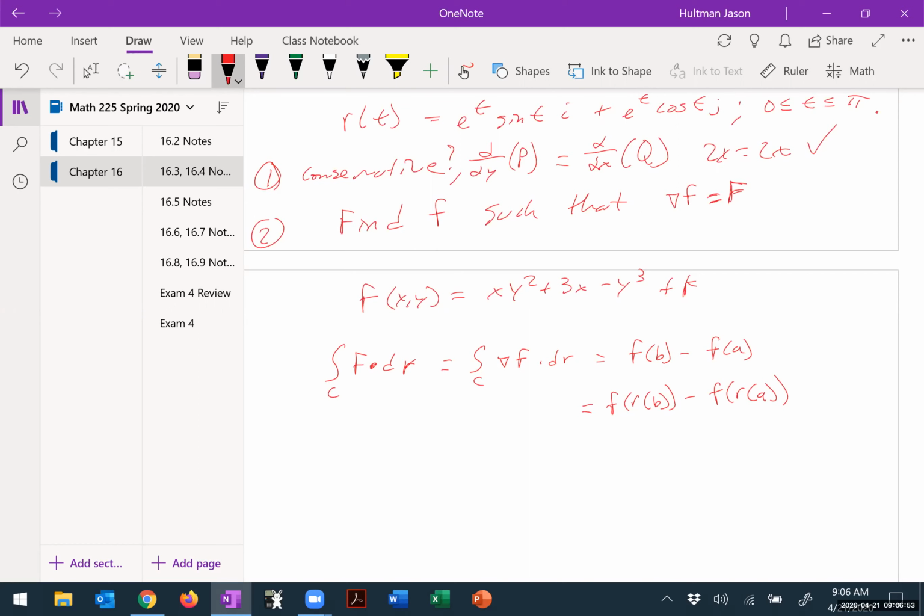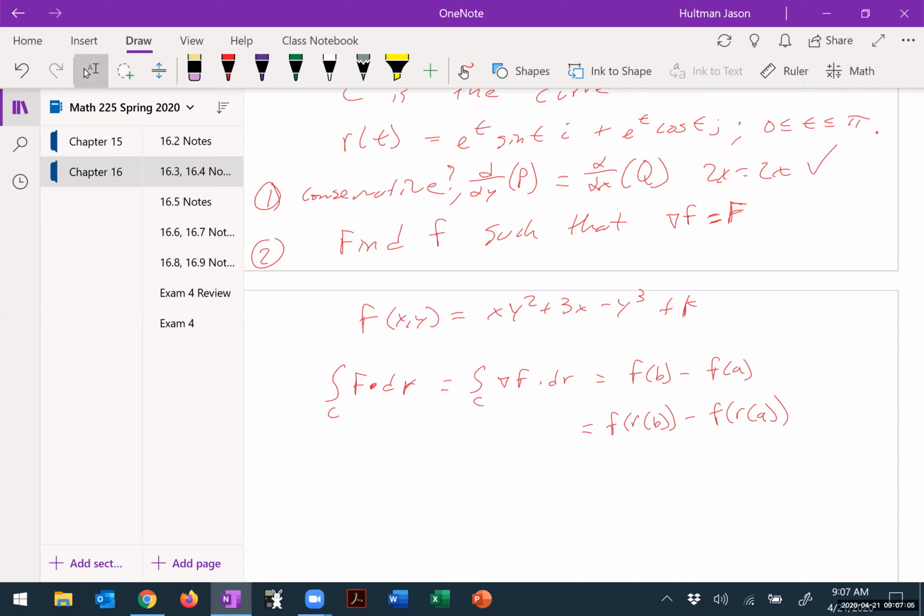So what is this? What are b and a in this case? What would be my limits of integration? Well, this would really be a function of t, right? And so where is t going from? Well, t is going from 0 to pi. So this would be f of r of pi minus f of r of 0.